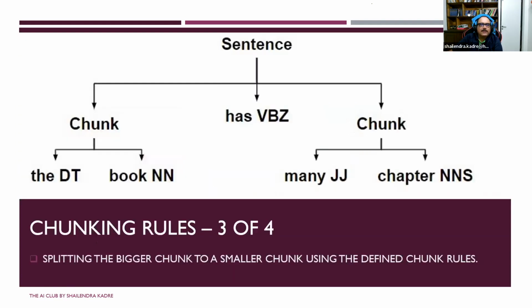Then after chunking rules are identified, we get chunks. So chunks we are showing. The book is a chunk, and many chapters is a chunk. So chunk, in layman's language, you can say that chunk is nothing but a phrase. So we are extracting phrases out of our sentences or our text corpus, and it is a stage after NER.